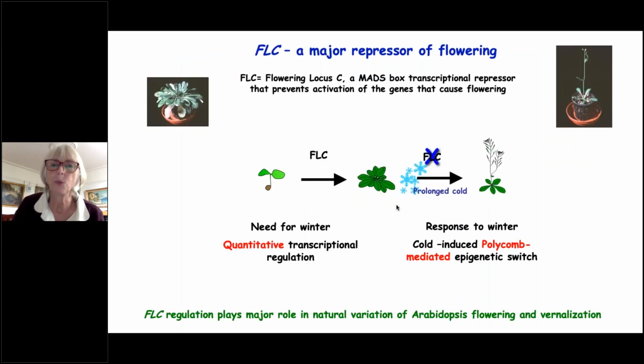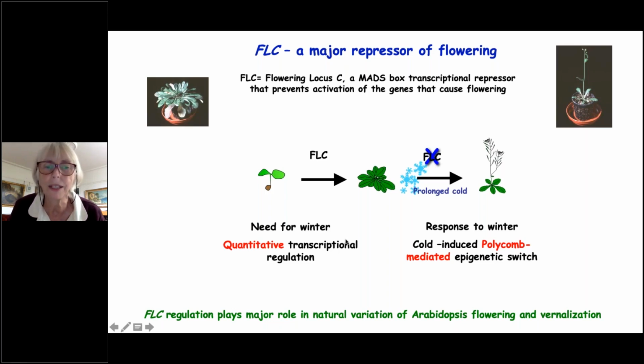But no, in fact, all our avenues led to the study of this one locus, a locus called FLOWERING LOCUS C, FLC. It's a gene encoding a MADS-box transcriptional repressor that blocks the activation of genes that cause flowering. So plants that need to overwinter express FLC at a very high level as they germinate, and that determines this overwintering requirement. And all our analysis of that variation came down to how to quantitatively transcriptionally regulate FLC.